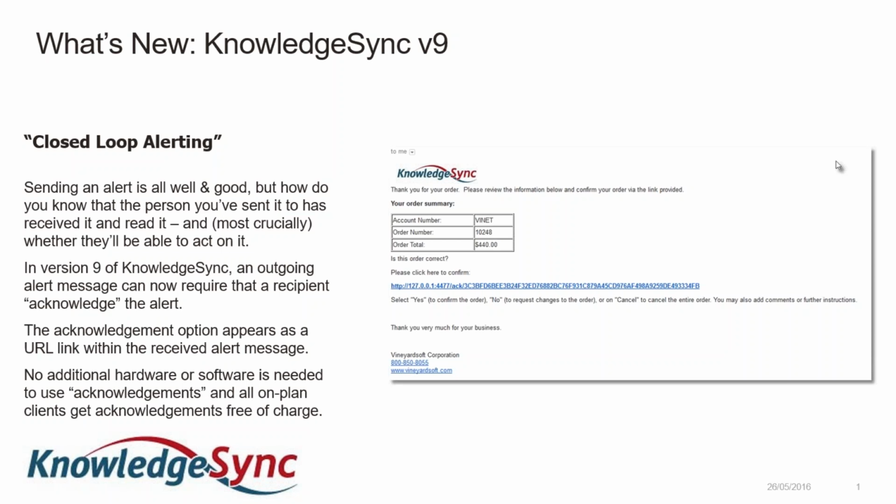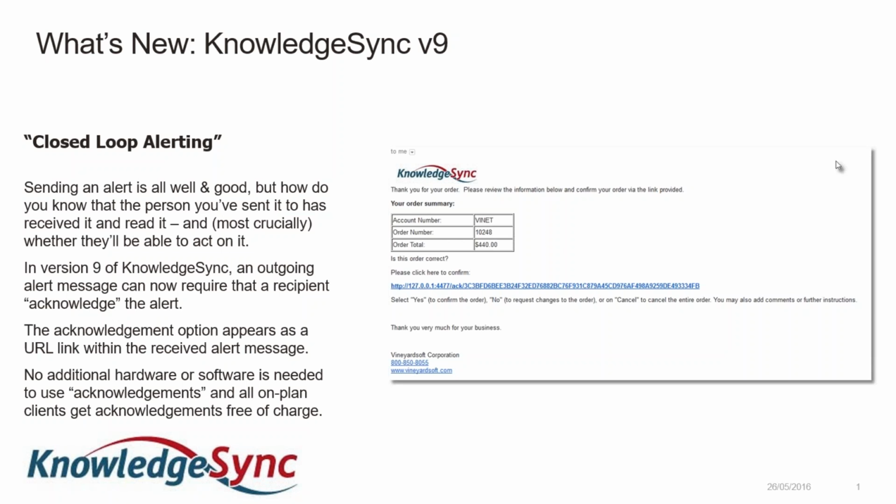Now let's take a look at the current slide. On the right-hand section of this slide, you can see an example of an email message sent by KnowledgeSync about an order confirmation. The top of this email message contains some details about the order that was placed and then specifies, is this order correct? Please click here to confirm. The URL that you see beneath that line is the alert acknowledgement.